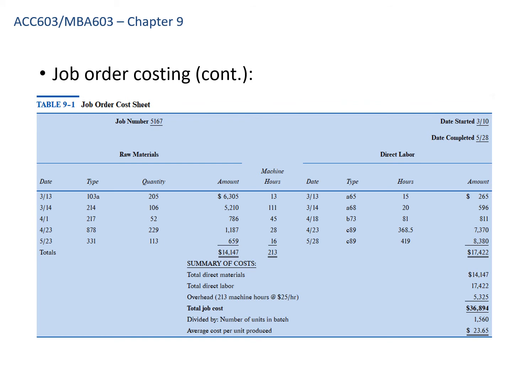And then this company chose to allocate overhead based on machine hours. They have a rate of $25 per hour that they came up with at the beginning of the year, and I'll talk more about that in a minute. And they applied it based on the actual machine hours incurred for this job. So they applied, in this case, 5,325 machine hours. So I have a total job cost of $36,894. Now this was a batch job that had 1,560 units in it, so I can come up with a fairly precise cost per unit.